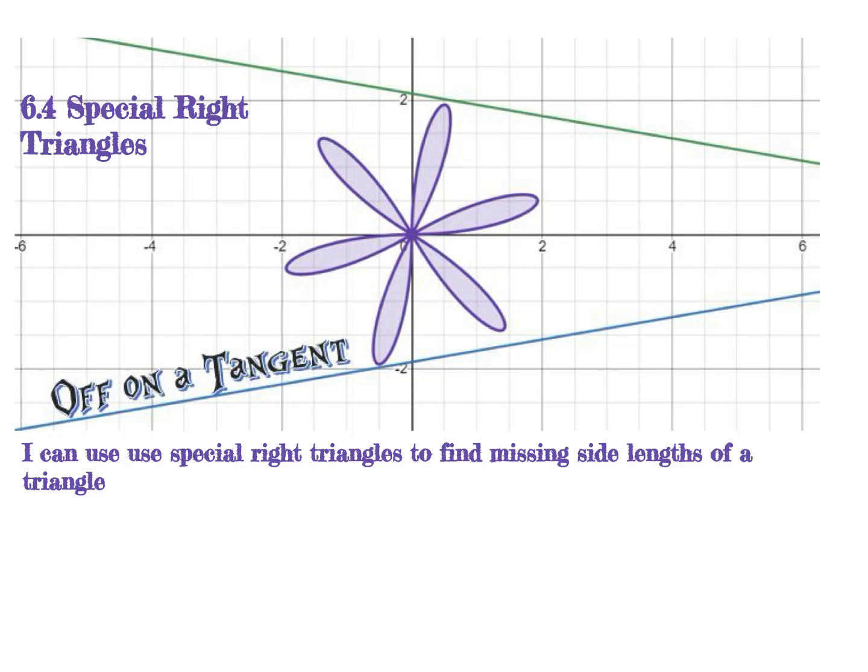Hello and welcome. In this video, we're going to talk about special right triangles. That includes 45, 45, 90 triangles and 30, 60, 90 triangles. Our goal in this lesson is that we can use special right triangles to find missing side lengths in a triangle. Let's go ahead and jump in.